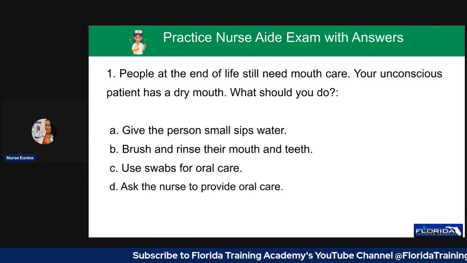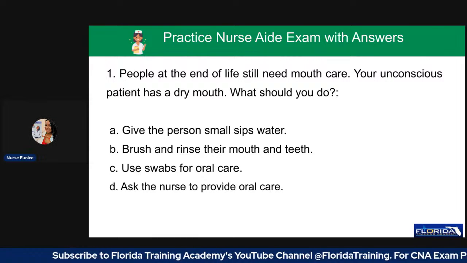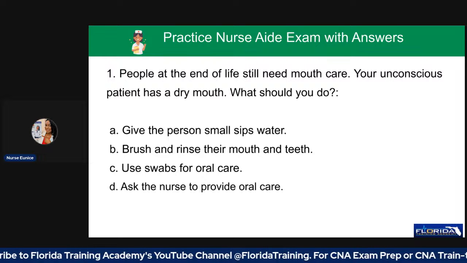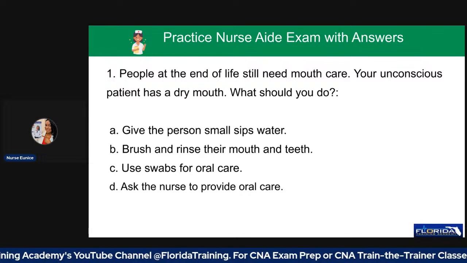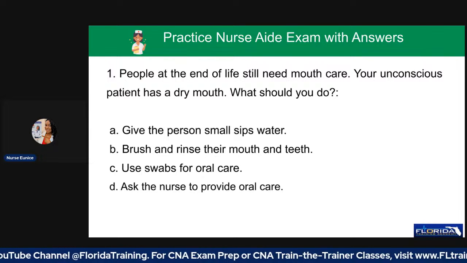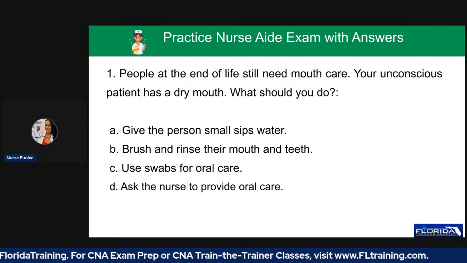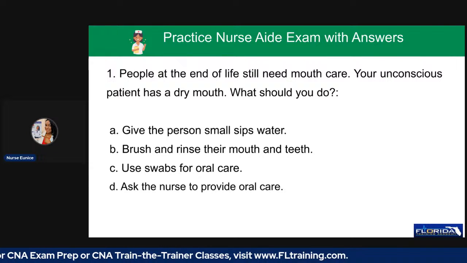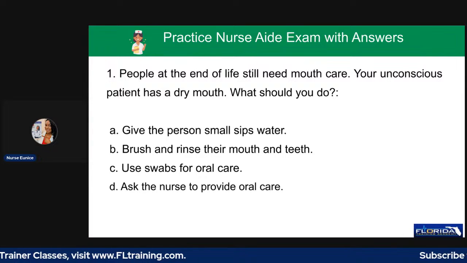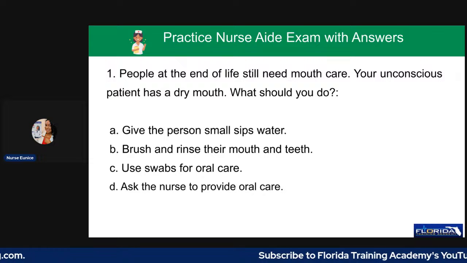Question number one. People at the end of life still need mouth care. Your unconscious patient has a dry mouth. What should you do? A, give the person small sips of water. B, brush and rinse their mouth and teeth. C, use swabs for oral care. Or D, ask the nurse to provide the oral care. And what do you think the correct answer is?